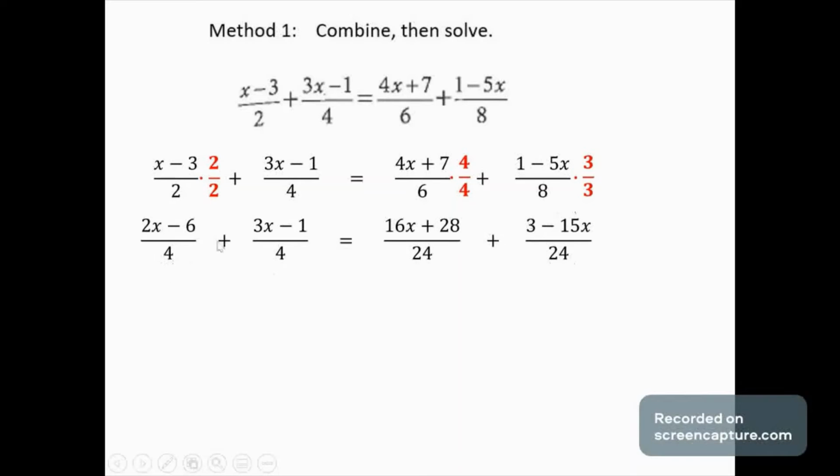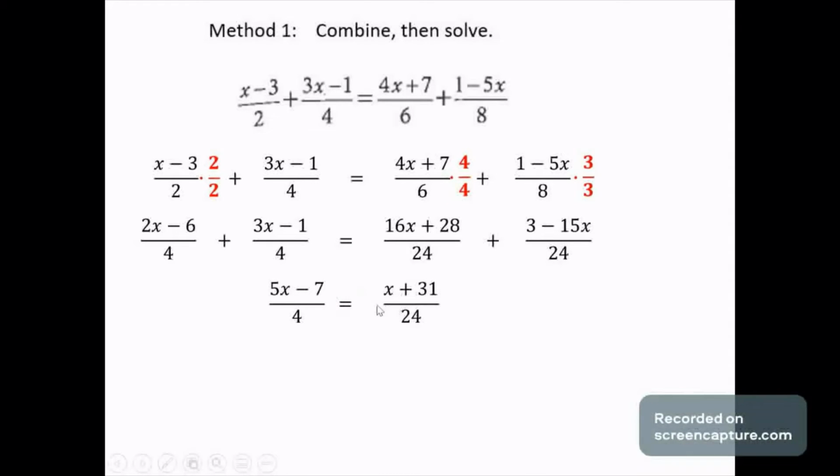Now we have those common denominators on both sides, so we can simplify or combine the fractions on each side of the equation. So these combine to 5x minus 7, because we have 2x plus 3x and negative 6 plus negative 1. There's our common denominator. And over here, 16x minus 15x and 28 plus 3, we get x plus 31. Okay, so it was kind of a lot we had to do just to get to this point.